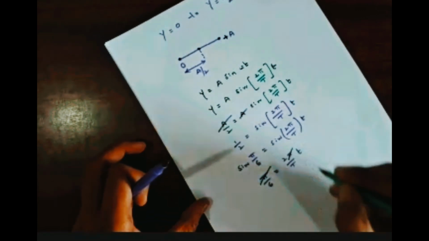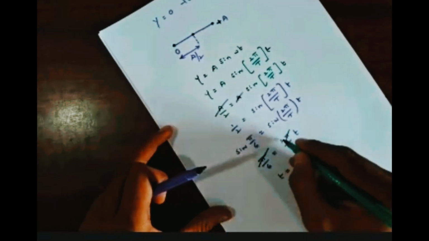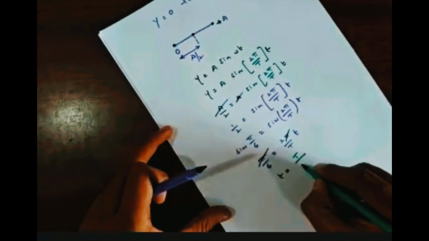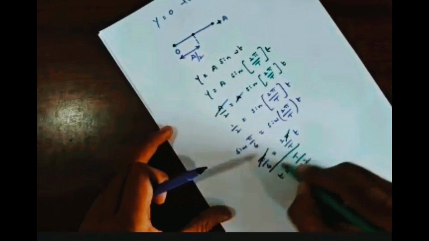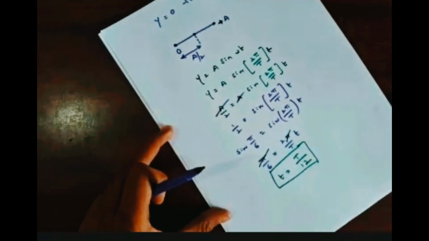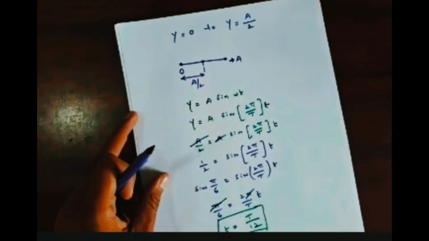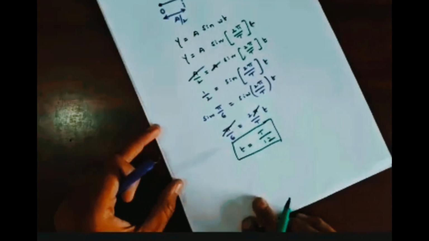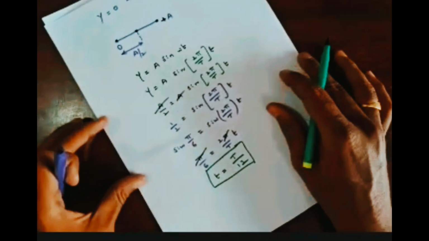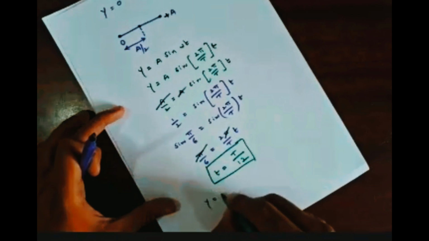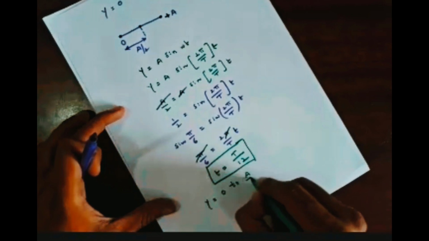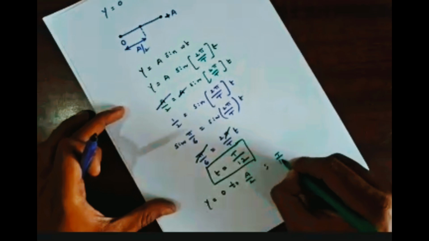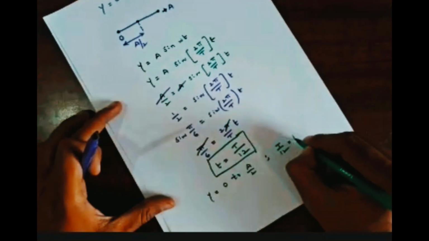Then pi gets cancelled. Small t is equal to, taking the cross multiplication, capital T by 2, which comes to the denominator as 2 times 6 is 12. So in the time t equal to capital T by 12 seconds, the particle reached from mean position to half the amplitude. So just remember this blindly: y from 0 to half the amplitude, what is the time? T by 12.